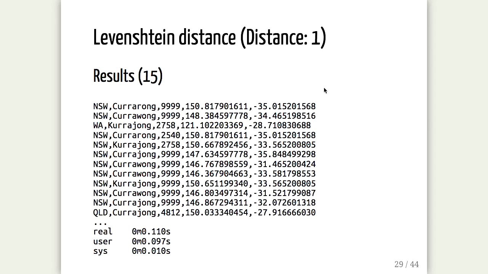And my acid test in each of these is, does it pick up Currajong in Western Australia, which clearly this one does. It's also worth noting at the bottom that 0.1 seconds. So most of the algorithms we've looked at so far have been between 0.1 and 0.3 to read a file of 80,000 lines, parse the CSV, and do whatever test.